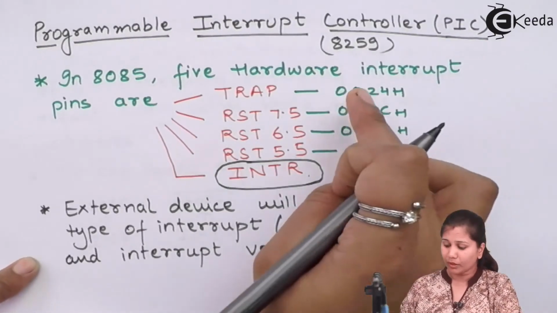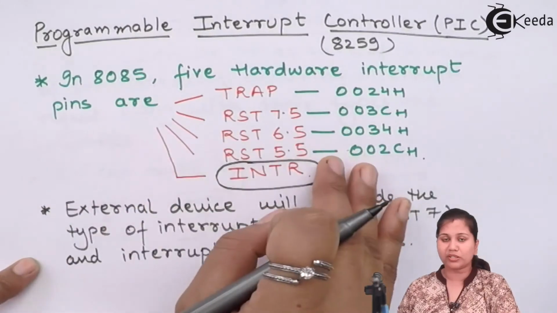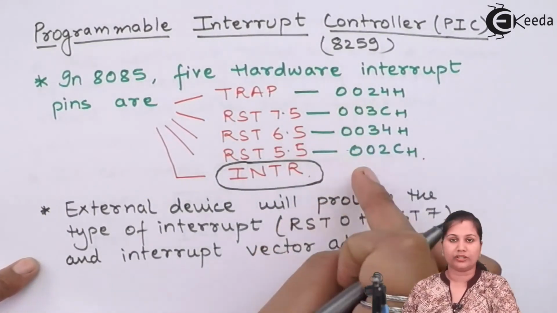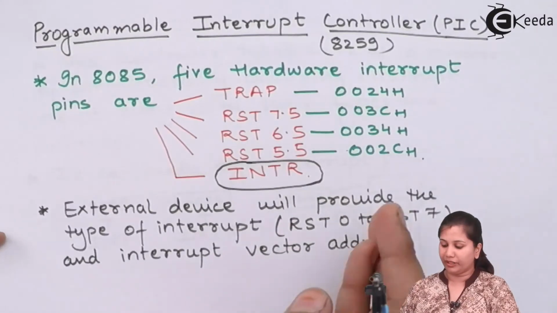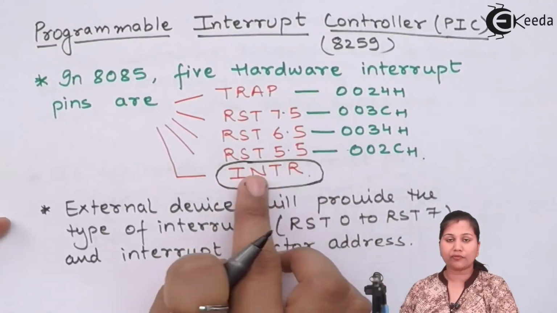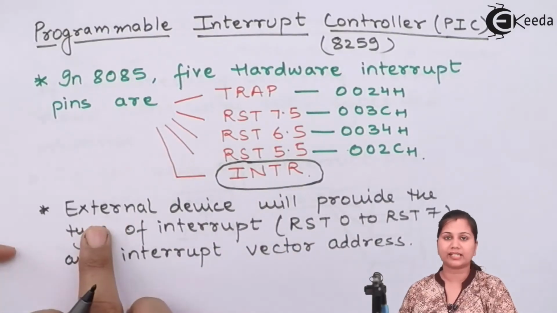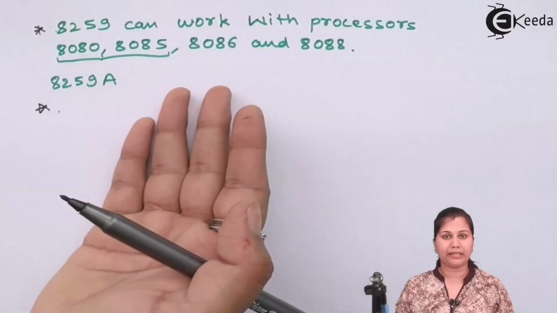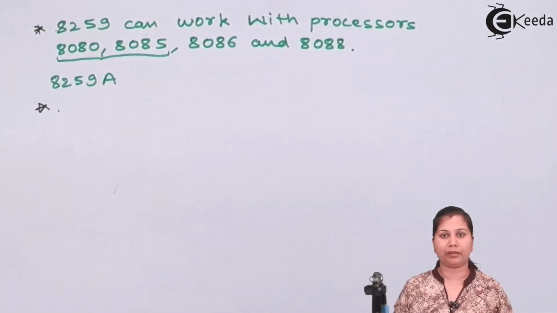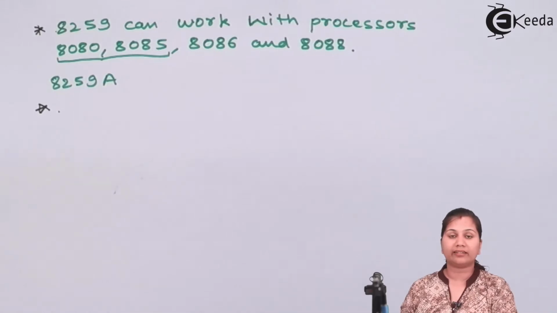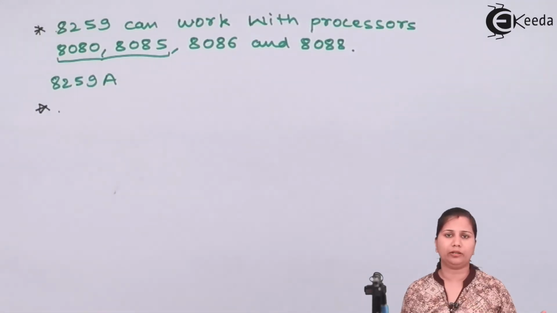Okay, so all these interrupt service routines are written on the same page 00. But this address for the INTR is provided by an external device, and this external device is our PIC, the Programmable Interrupt Controller. Now, this Programmable Interrupt Controller can set the address of the interrupt request on any memory location.